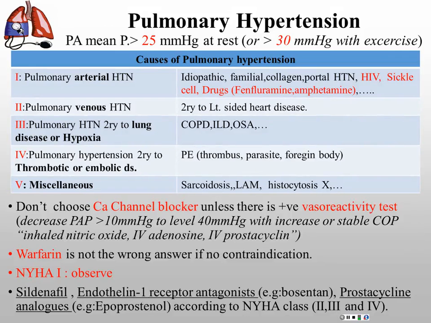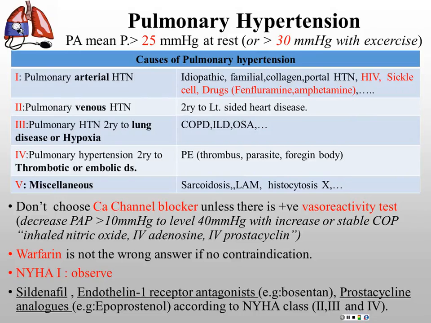For example, type 1 includes idiopathic pulmonary hypertension, and pulmonary hypertension secondary to HIV and connective tissue disease. Portopulmonary hypertension is also included in this category. Also drug-induced pulmonary hypertension, such as from amphetamine or cocaine, goes under this category. Category number 2 is venous pulmonary hypertension, which is basically pulmonary hypertension secondary to left-sided heart disease.